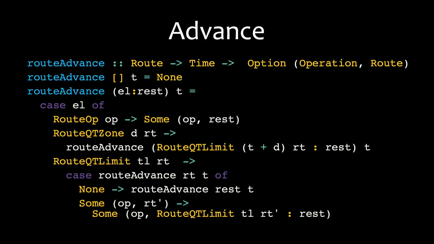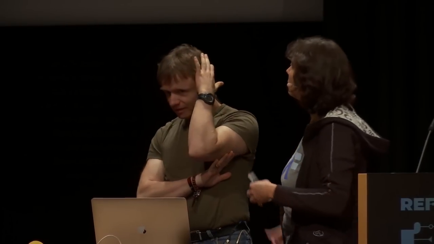So your code suggested that there was a gap in your understanding of what needs to be represented, right? Yes, so I didn't know what to implement for the route advance. Yeah. And now I know that I can handle this.